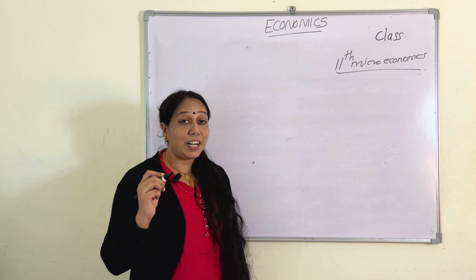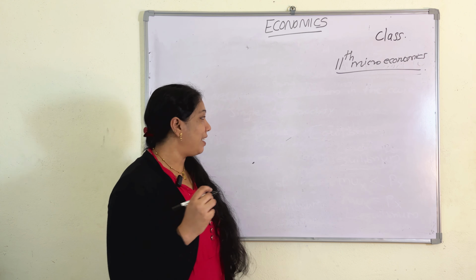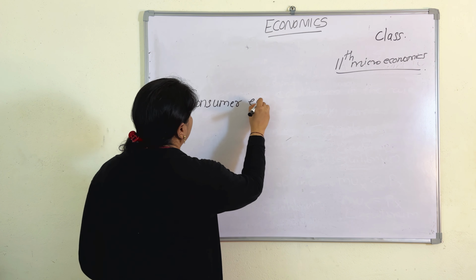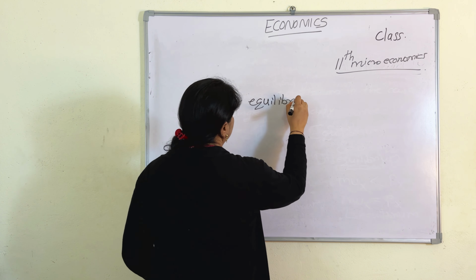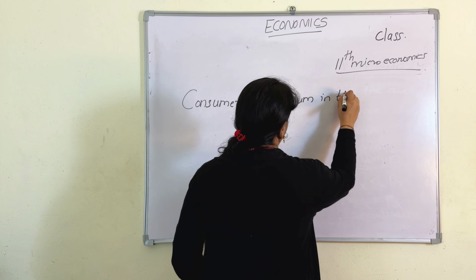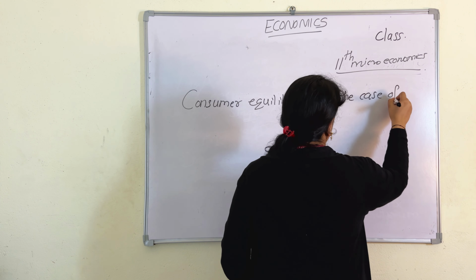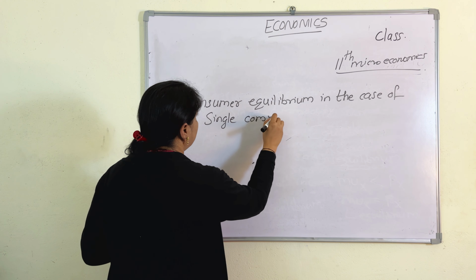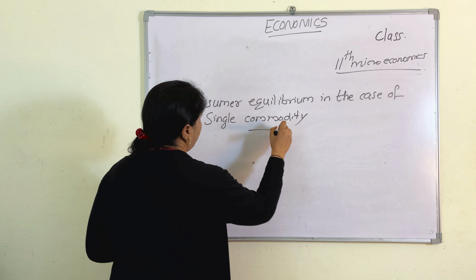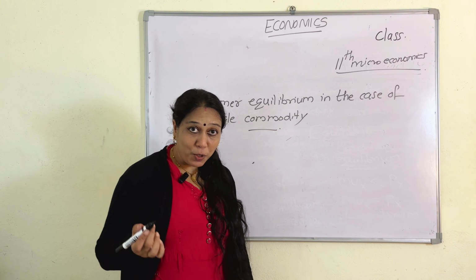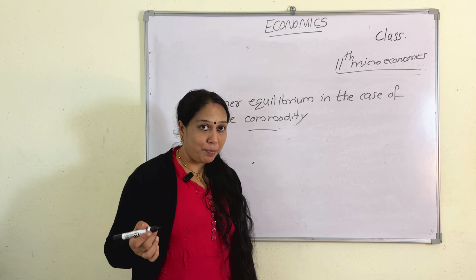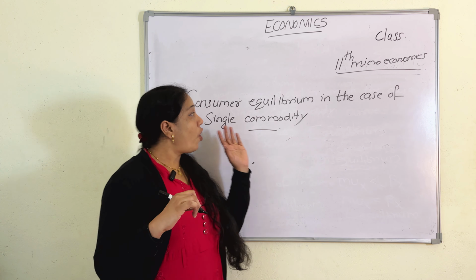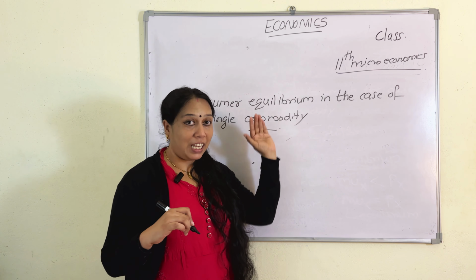Today we will study consumer equilibrium in the case of a single commodity. We already studied what consumer equilibrium is. A consumer is in equilibrium when he gets maximum satisfaction from the consumption of a given commodity. Now we are studying consumer equilibrium in the case of a single commodity.